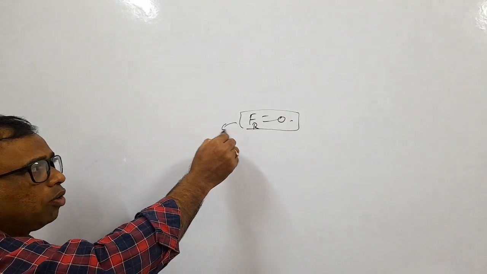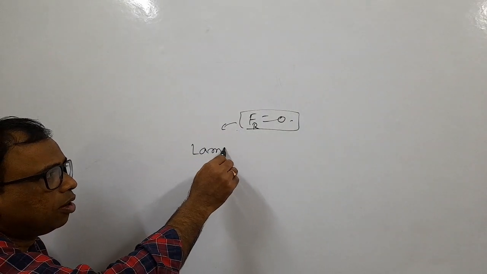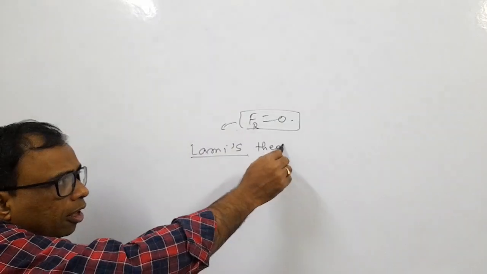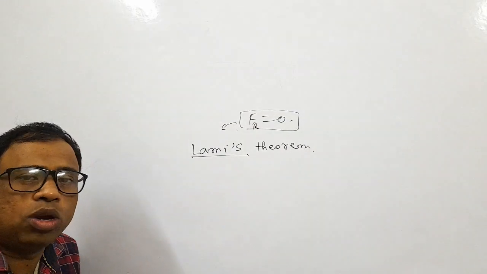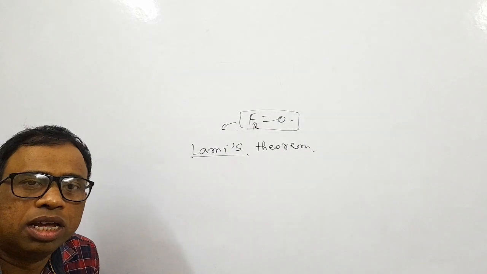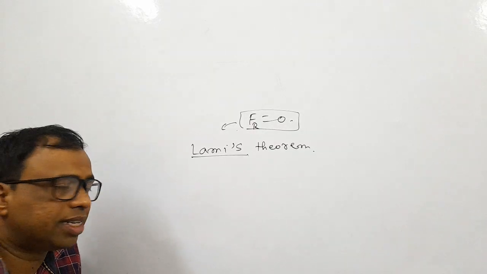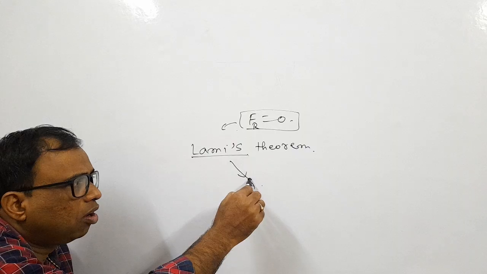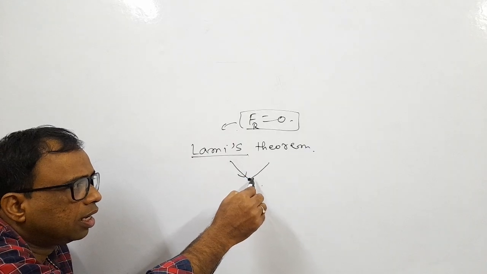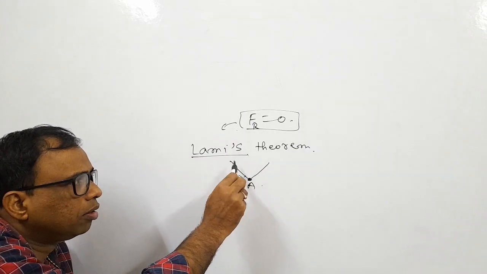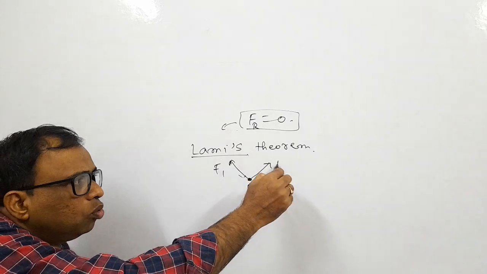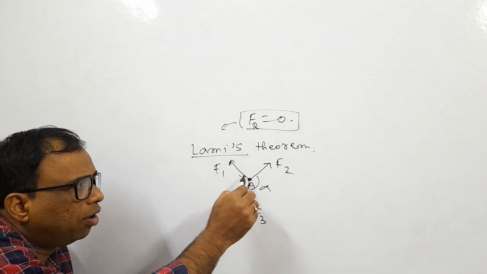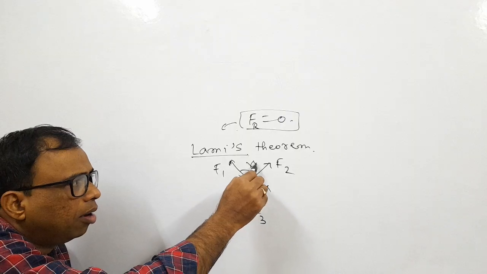And now for equilibrium there is a fantastic theorem called Lami's theorem. Lami's theorem applies when three or more collinear forces act on a body. Suppose on body A, three or more collinear forces act, that is F1, F2, F3, etc., and the angles are alpha, beta, and gamma.